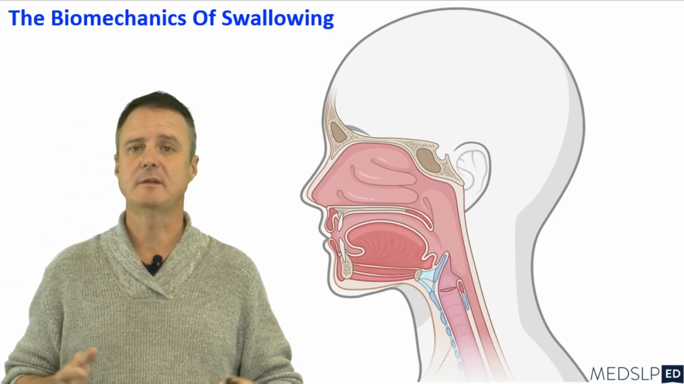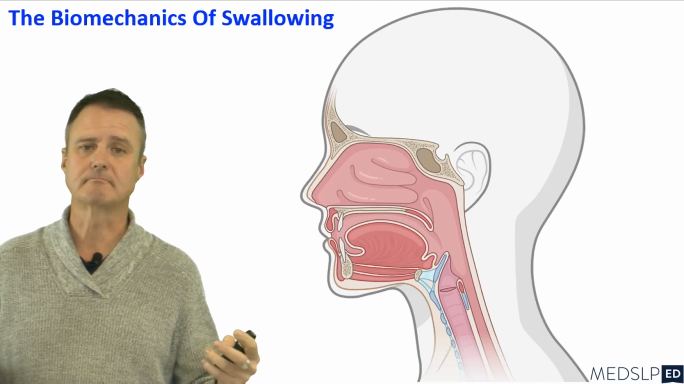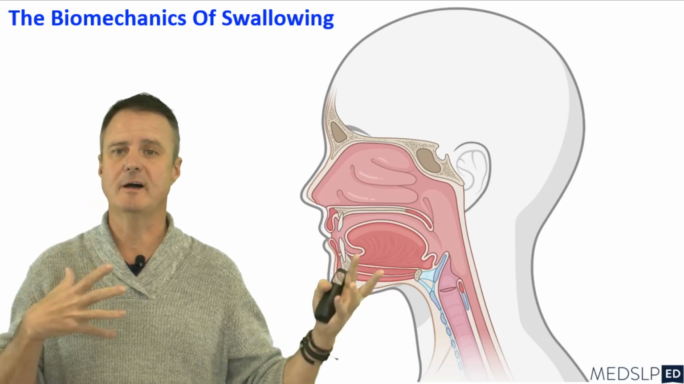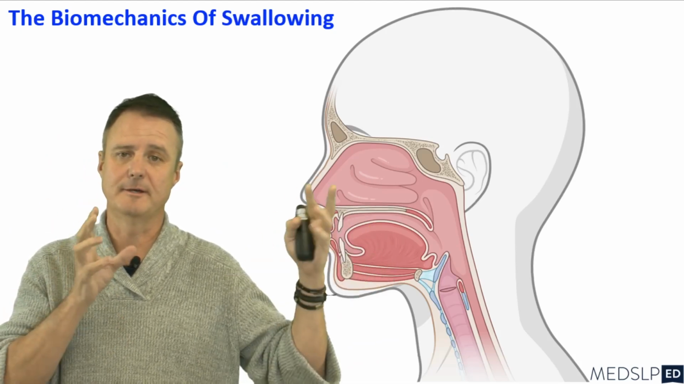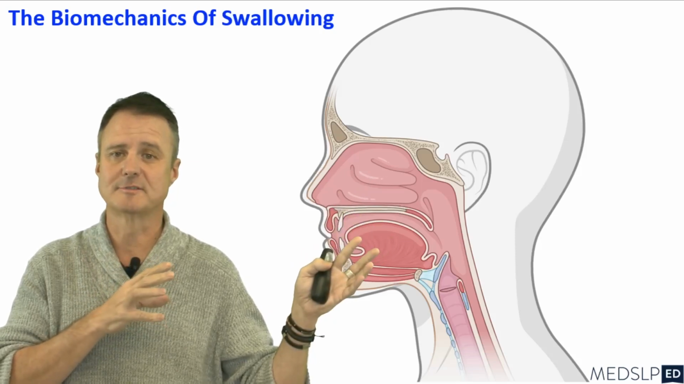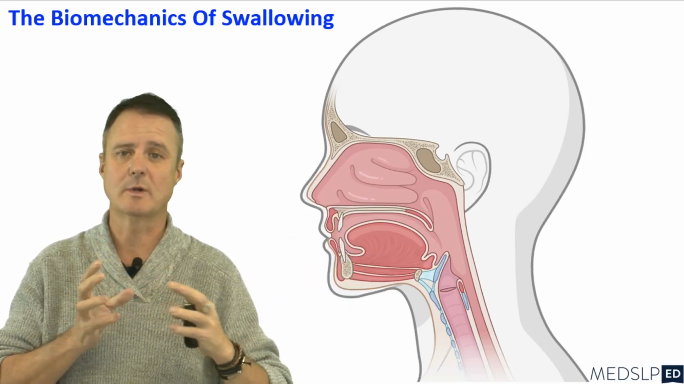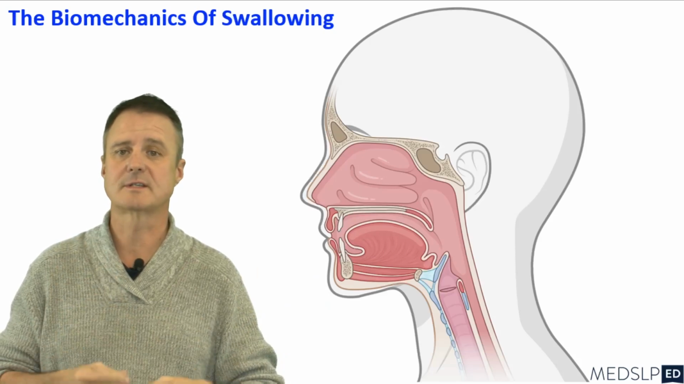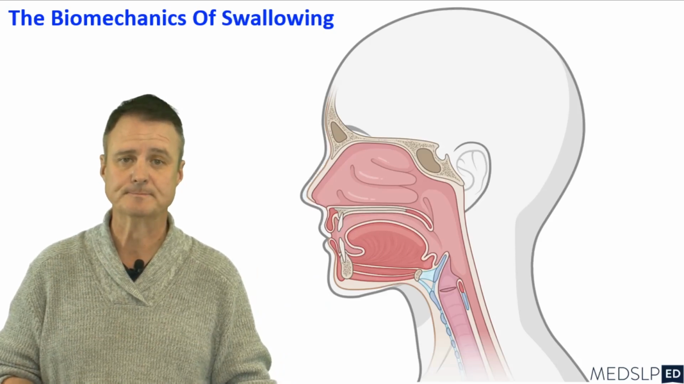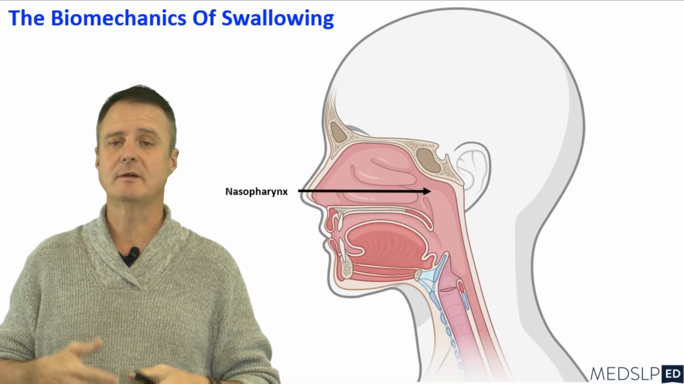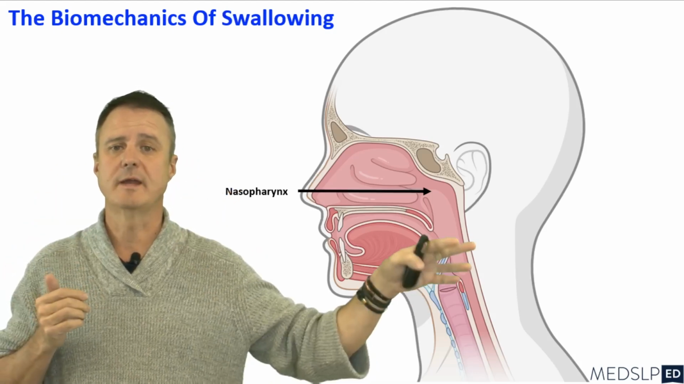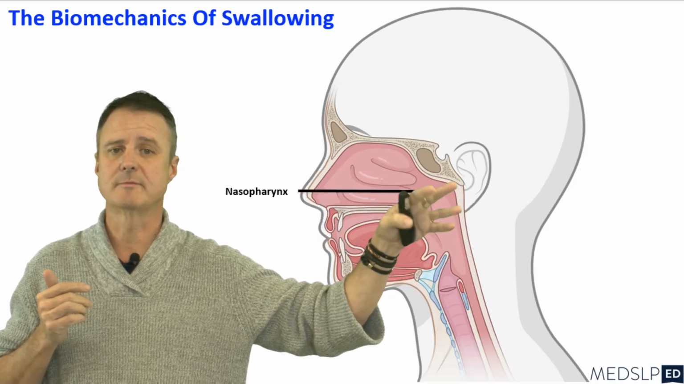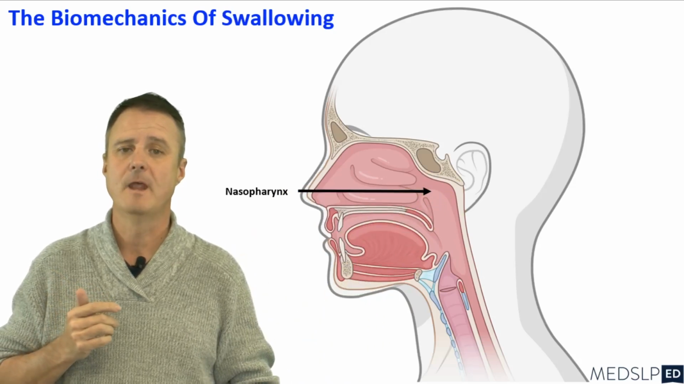So let's look at the biomechanics of swallowing. It's basically a series of valves and a series of cavities. The interaction between those valves and those cavities has to be coordinated just right in order for a successful swallow to occur. First of all, there's the nasopharynx, which is part of the nasal cavity, located sort of directly back from your nose towards the back of your head.